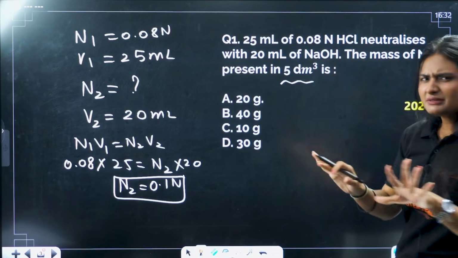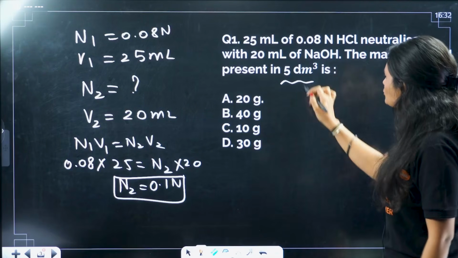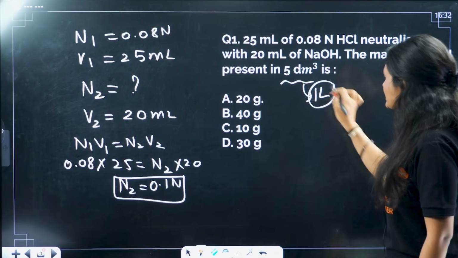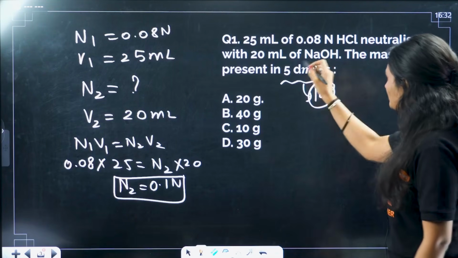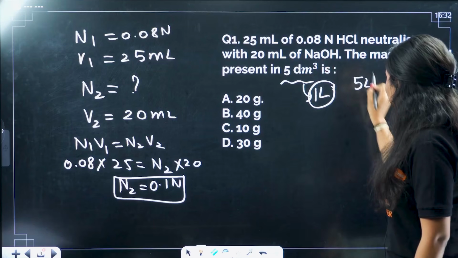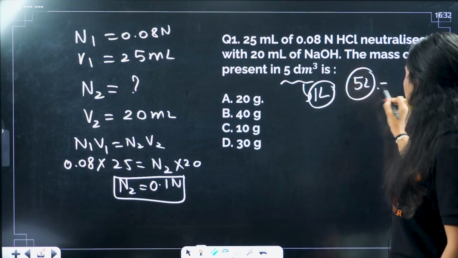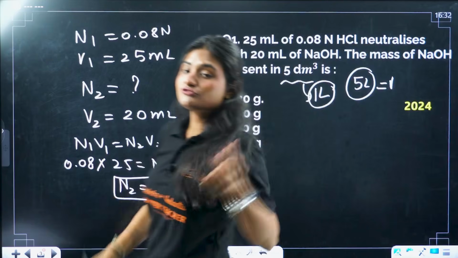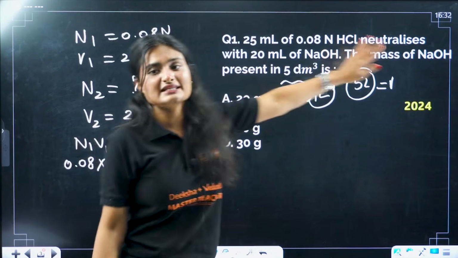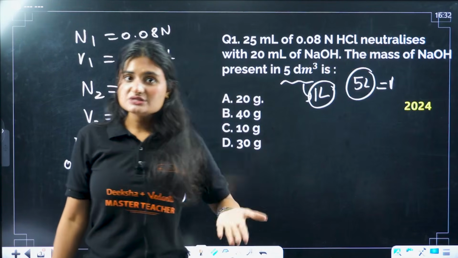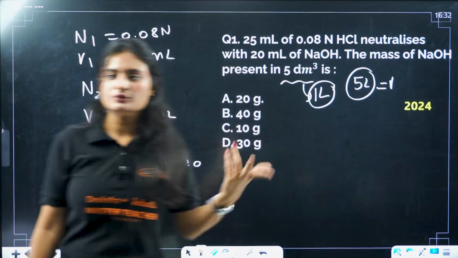Now decimeter cube, don't get confused. Decimeter cube is the same as liter. So in place of this, I can also write 5 liter. Now what is this? This is the volume. Volume is given. For this volume, you need to find the mass of sodium hydroxide.